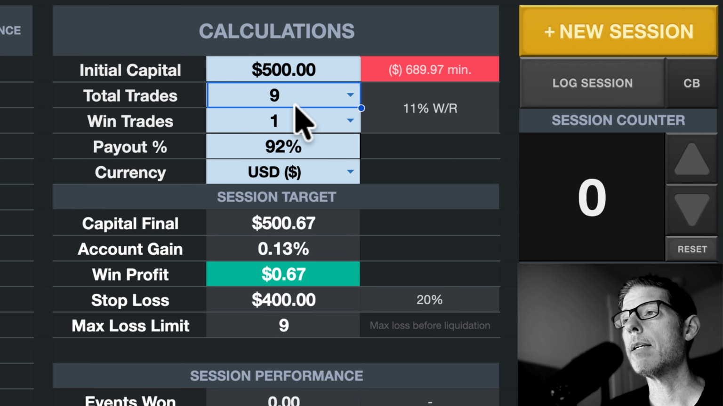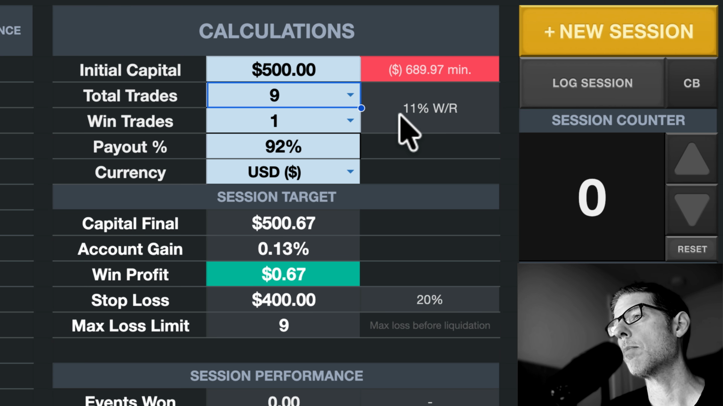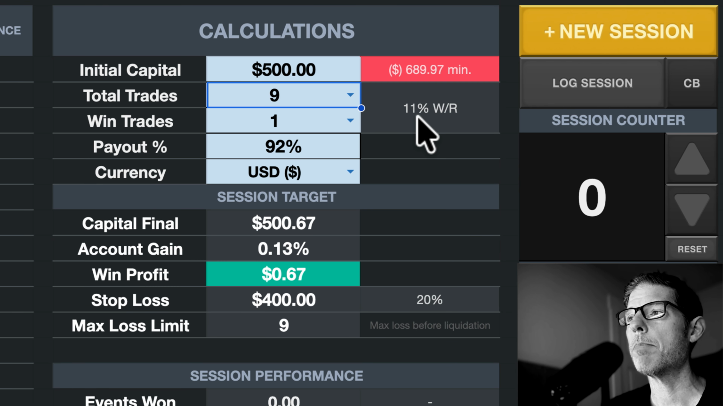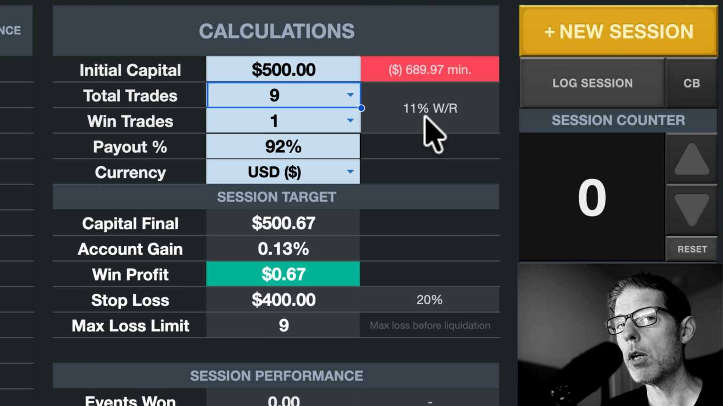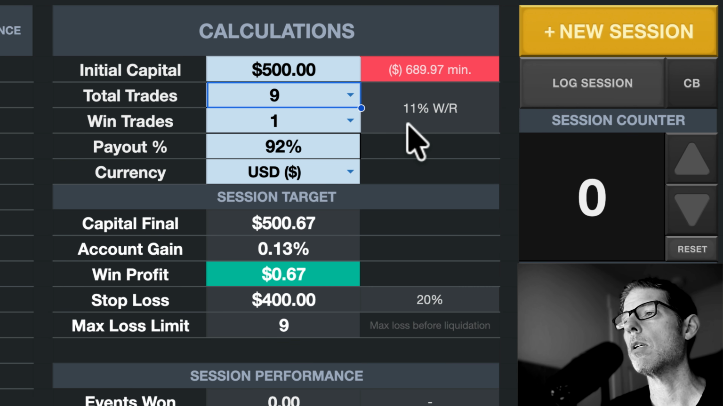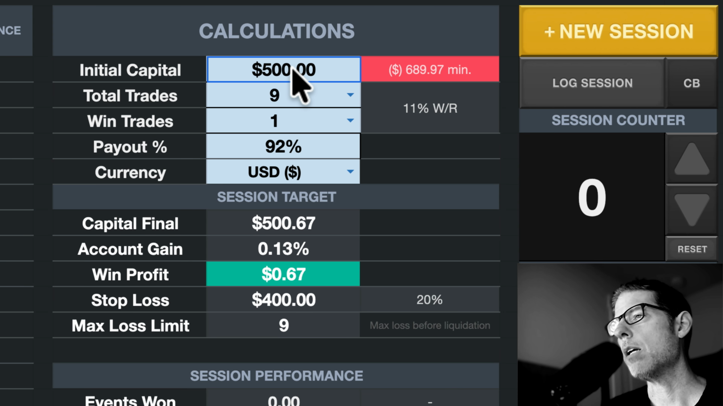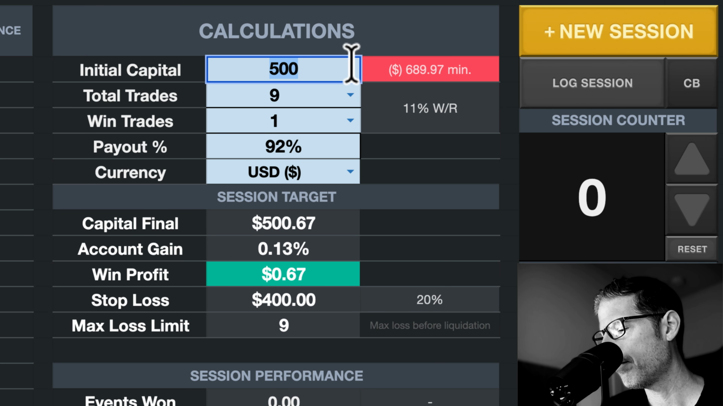So winning 1 out of 9 trades gives you just an extra percentage here. You must have an 11% win rate or better for each of the trading sessions, because you're going to be doing multiples of these sessions. So in this case, with 1 out of 9, you're going to have more money in Pocket Option. It tells you right here, this is the minimum amount, which is $689.97. So let's just say $690. Let's go ahead and put that in here.